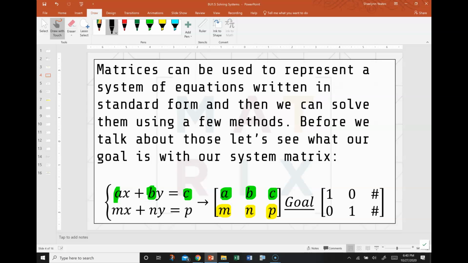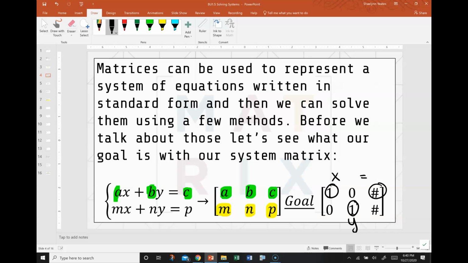Notice that there are no x's or y's in this matrix. Please don't put x's and y's in that matrix. Just don't do it. So our goal is to end up with a 1 in the x column and a number after the equal sign. Notice that this will mean x equals this number. Then we'll end up with a 1 in the y column and a number here. And it just means y equals whatever that number is. That's all it means. It's super fancy stuff, as you can tell.